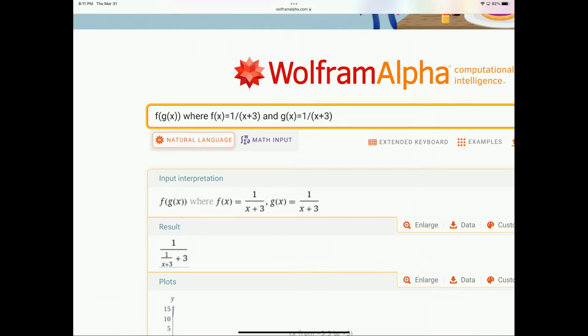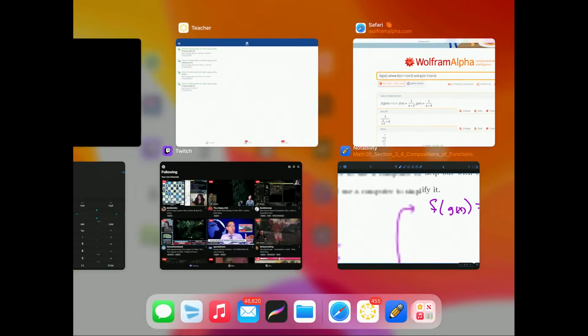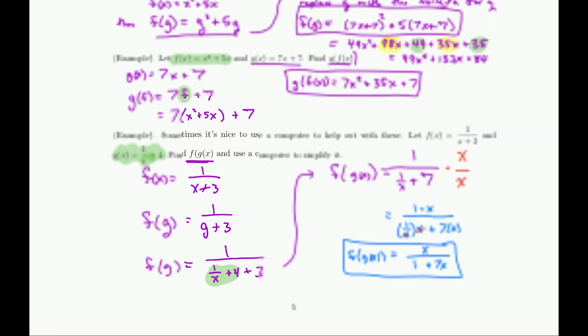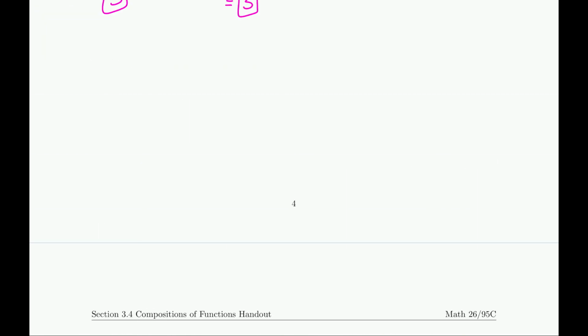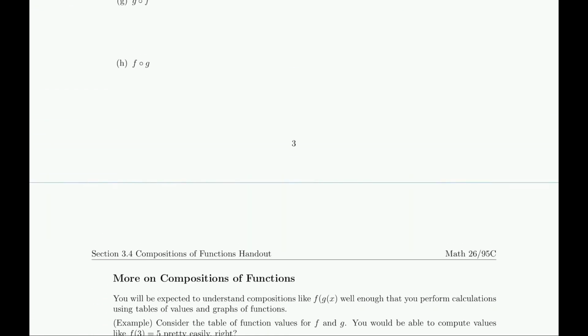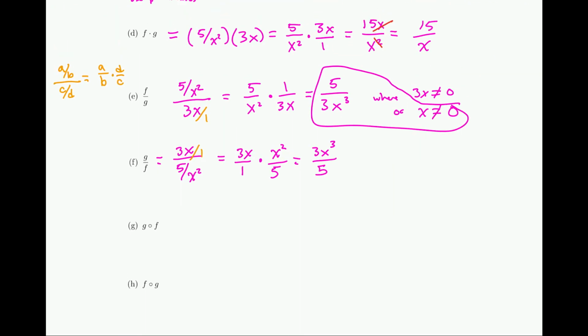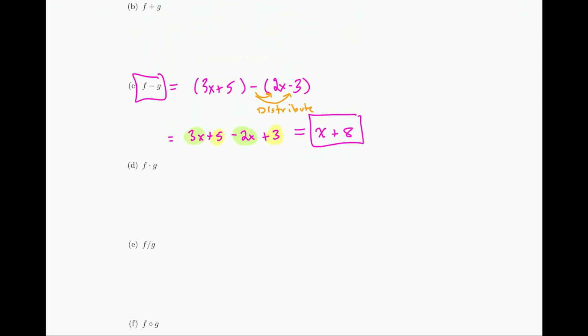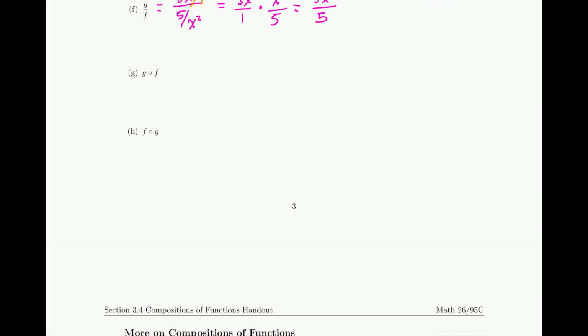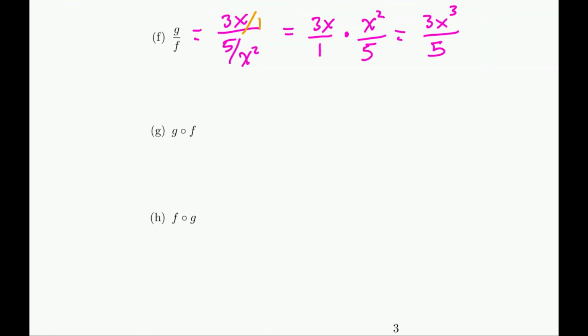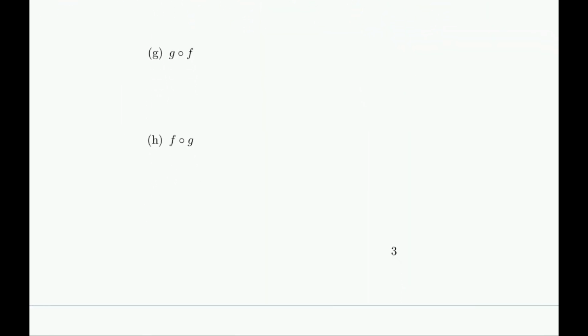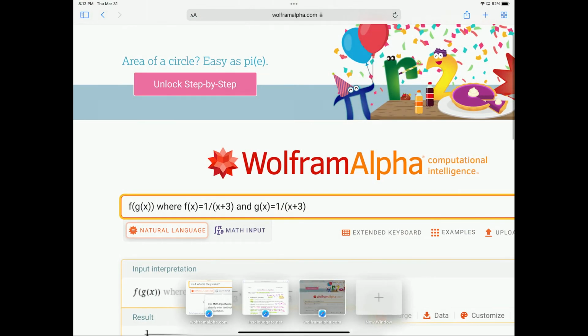Okay, let's go back to the notes here. Oh, that's actually the end of the notes. I guess let's do one of these. What are we doing? I said we would do g of f, f of g. Let's try that here. Actually, no, let's not. Let's go to the book homework here.